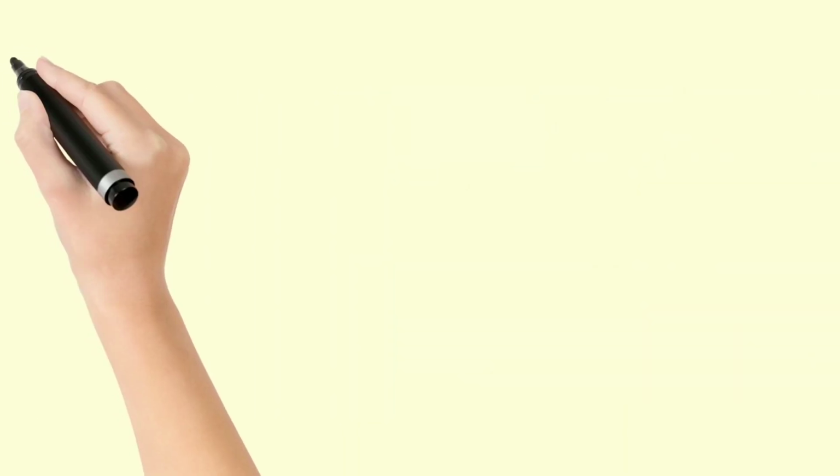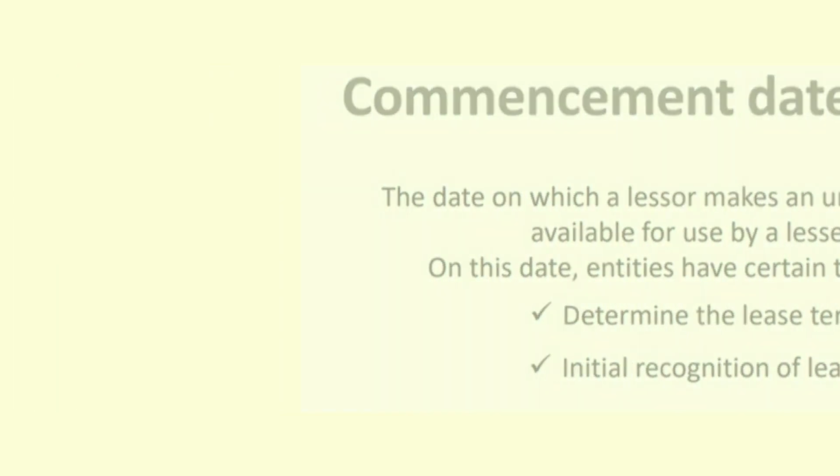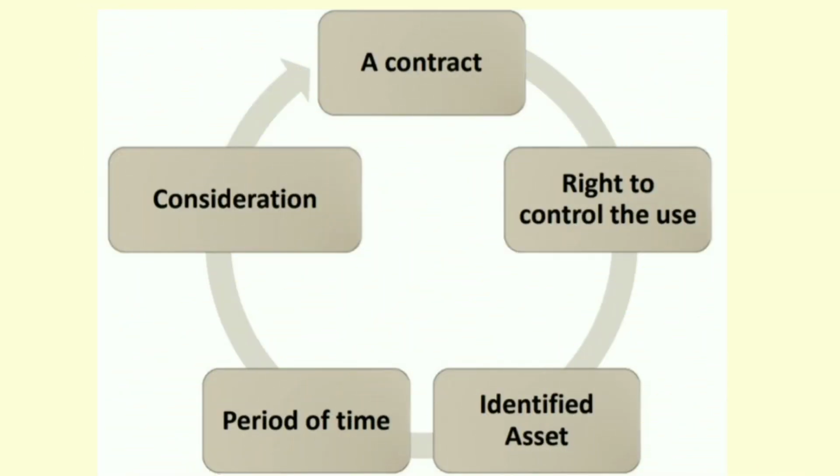Commencement date is the date on which the lessor makes the underlying asset available for use by the lessee, and from this date only the accounting of lease commences. Also, the lease term is defined at this date. And if it happens that the lease term is of 12 months or less, then the lessee may opt to apply the practical expedient.